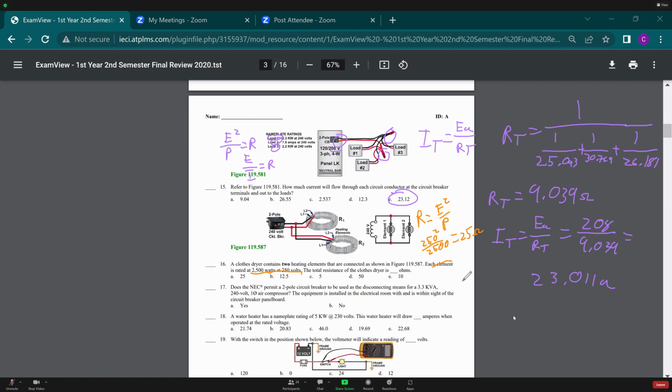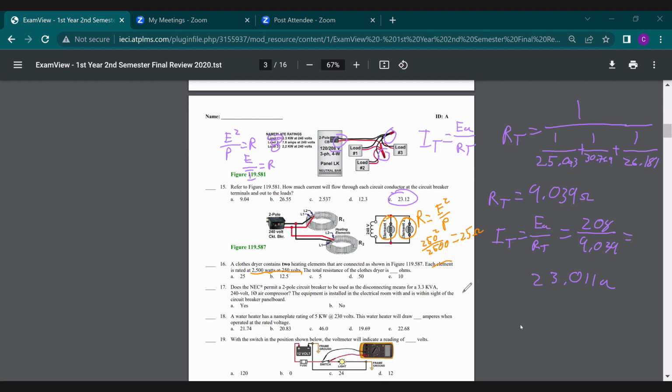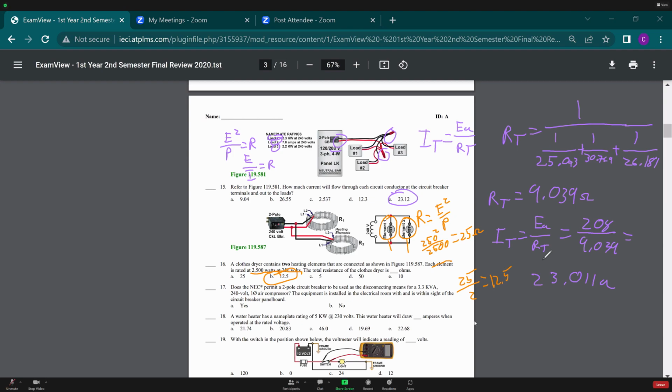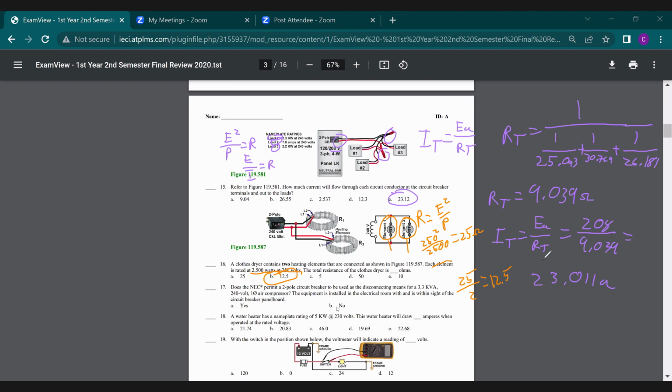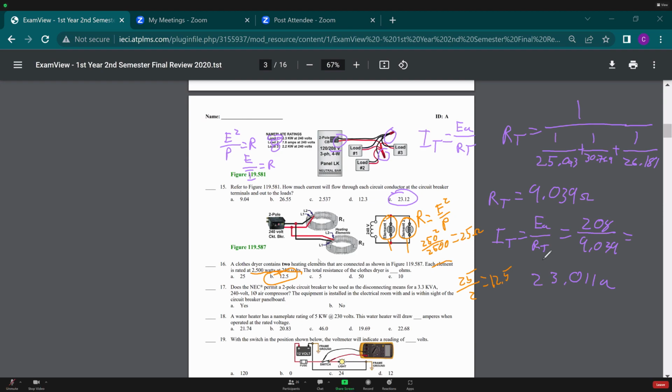If I'm looking for my resistance total, I know that both of these elements are equally rated, so I can take the resistance of one, 25, divided by the number of elements, 2. 25 divided by 2 equals 12.5 ohms of resistance. You could also just do 25, 1 over x, plus 25, press 1 over x, equals, and then press 1 over x one last time, and you'll get 12.5 as well.